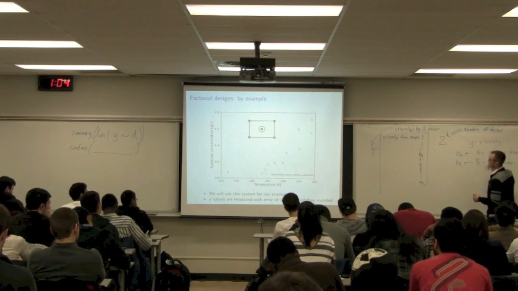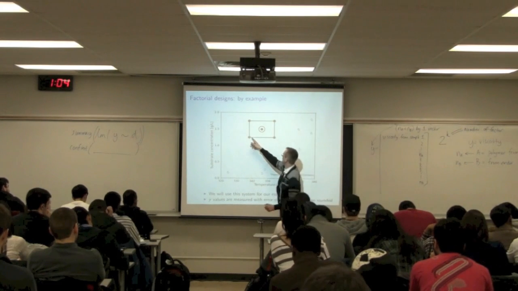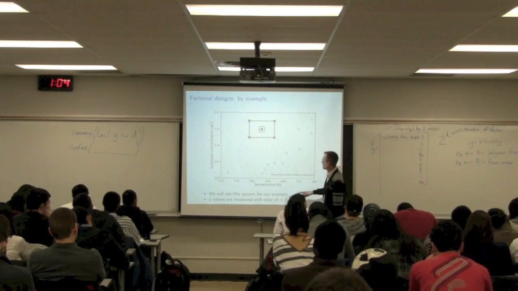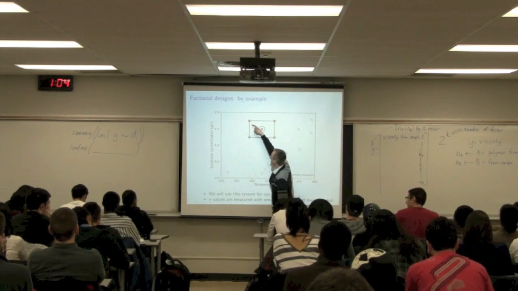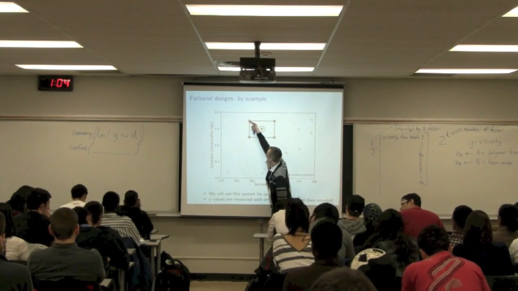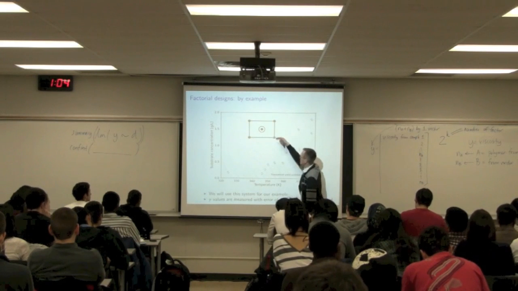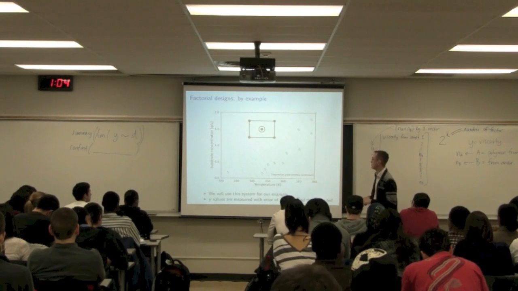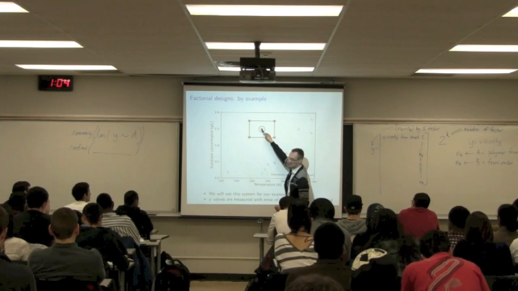So in this case, I'm considering two factors, so I've got four experiments that I have to run at four combinations. My first experiment is run at low temperature and low concentration. My next experiment, high concentration, low temperature; high concentration, high temperature; and then high temperature, low concentration. So all four combinations. If I have the resources, I could run an experiment at the midpoint.